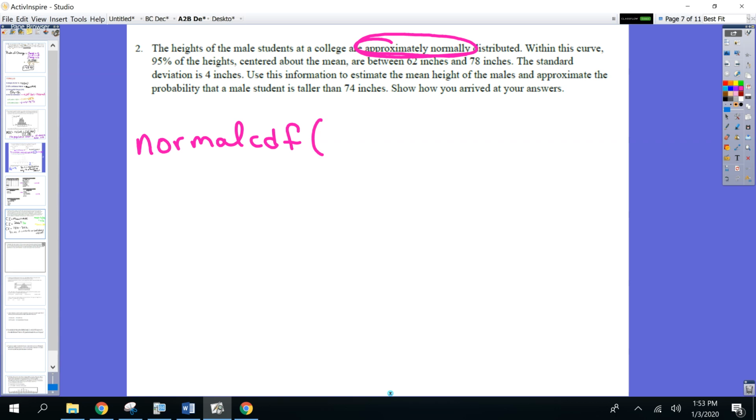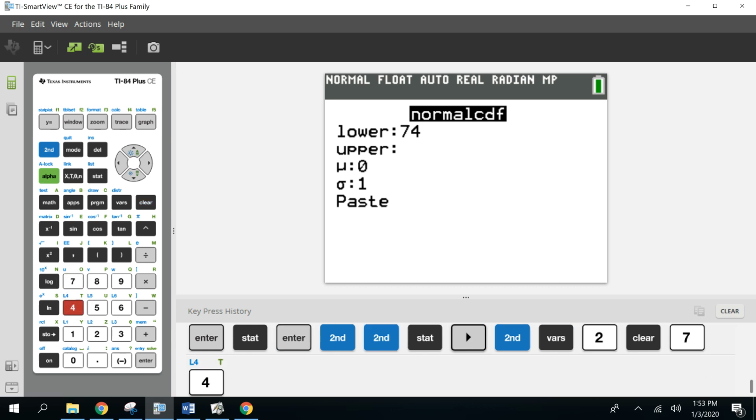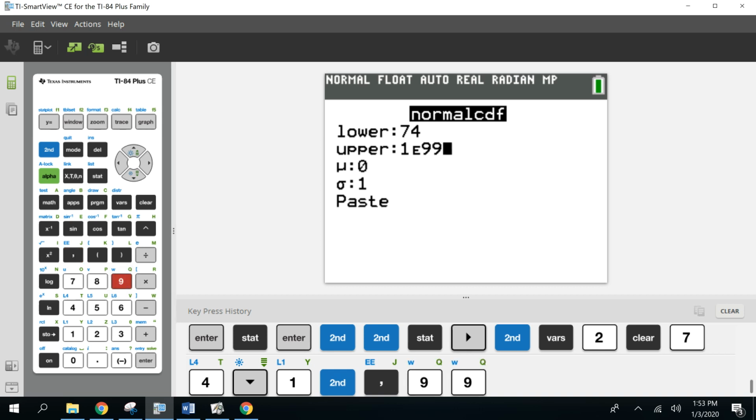Taller than 74. Remember, you're going to have to put in a range, right? A lower and an upper. Taller than 74. What would my lower be? 74. Just says 74 and above. So what's the number I put in? Not -1, though. 1 double E, which is above your comma button, 99. Scientific notation, 10 to the 99.